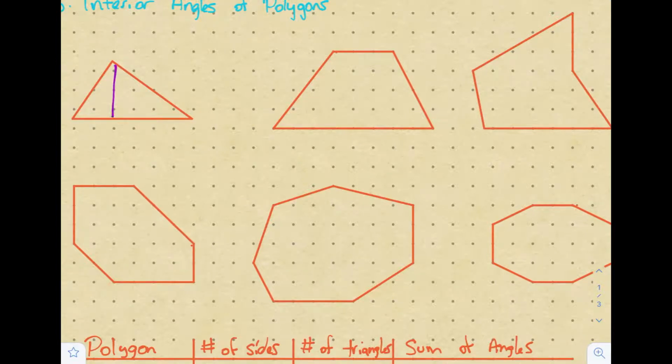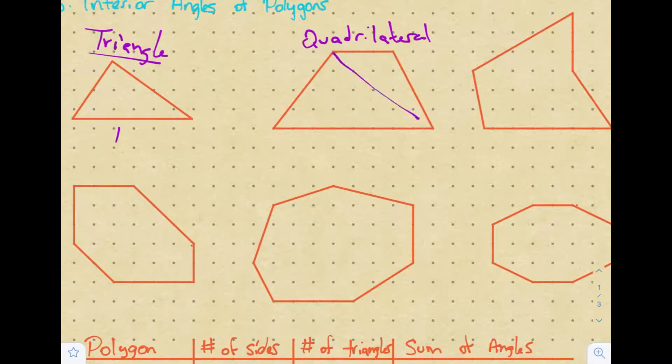So splitting into triangles like this is not allowed because of those 2 points. So I can only make one triangle out of a triangle. However, if we come over here to a quadrilateral, a shape that has 4 sides, I can split it into 2 triangles, right? If I split it right here, I can make 2 triangles.